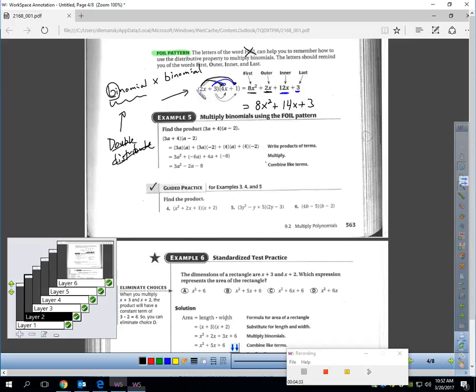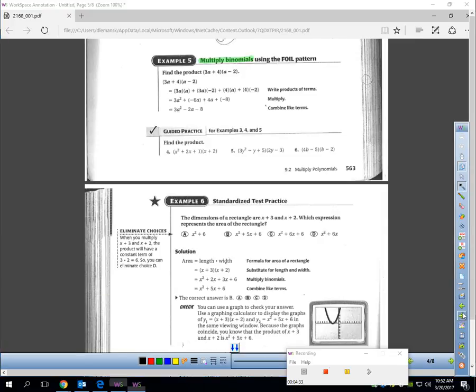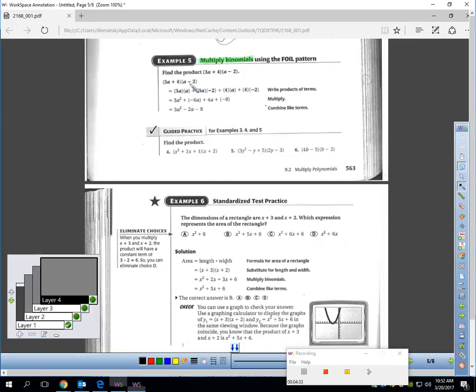I'm either going to single distribute if it's a monomial, I'll double distribute if it's a binomial, I'll triple distribute if it's a trinomial. So when I look at this next example, multiply binomials, the first thing in my mind is I got to double distribute. All right, well, let's look at that.